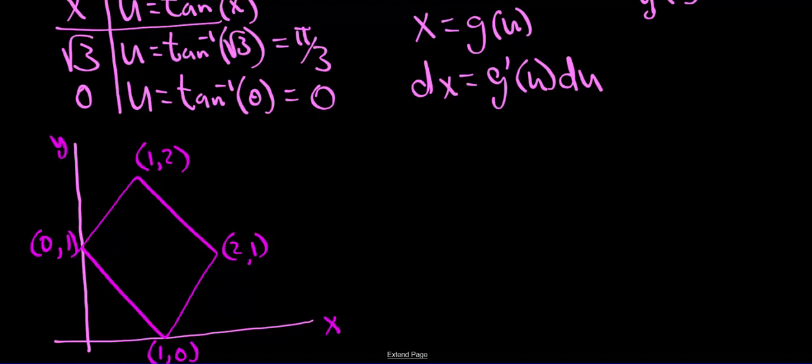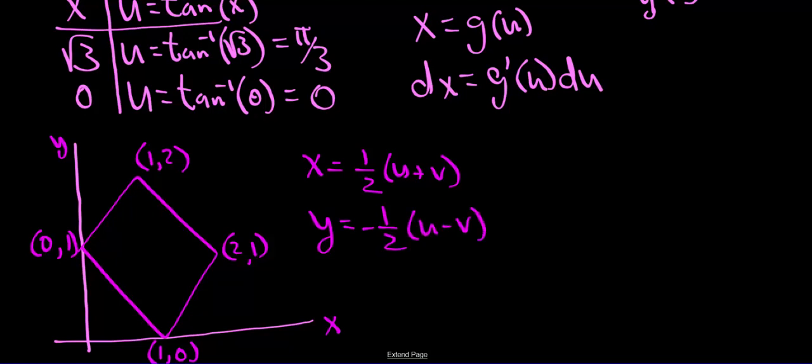Now, I want to make this substitution. I'm going to say, let's let x be 1/2 of u plus v. In other words, it's not just in terms of u, it's in terms of v. And I'm going to say let y be negative 1/2 u minus v. Let me just do this, and don't fret over where I came up with that. This is just a transformation that I'm going to use that's going to make things easier. I just want to show you how it works.